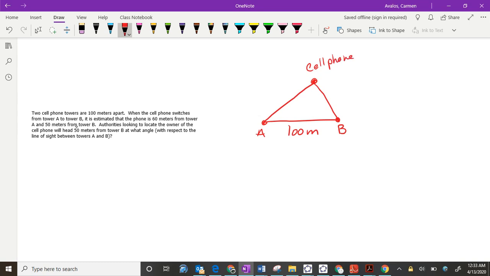And so I know that it says here, it's estimated that the phone is 60 meters from the tower A and 50 meters from B. So this is 50 meters. And this here is 60 meters. And there's the cell phone. And we want to know, authorities are looking to locate the owner of the cell phone, who will head 50 meters from B. So what we're looking for is this one here. We want to know what angle that's being made on that.